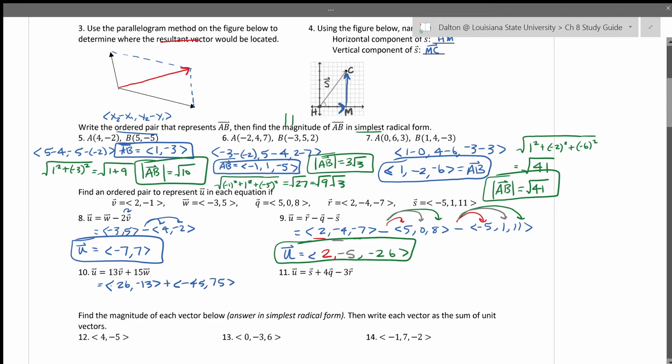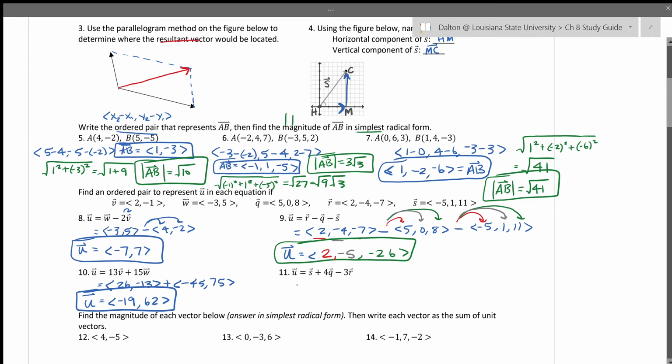Okay, then add these numbers together, x with x, y with y, and we get vector u. -26 minus 45 is -19. -13 plus 75 is 62. So vector u is -19, 62.